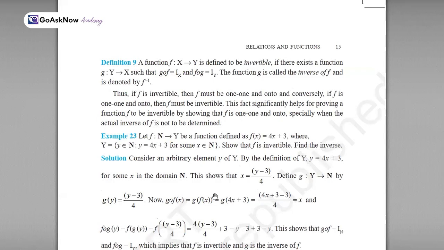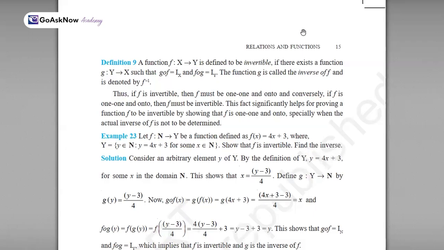Okay. So from that example we have the definition: a function f from X to Y is defined to be invertible if there exists a function g from Y to X, meaning that if X to Y is a relation, then Y to X is also some relation, such that g∘f = I_X and f∘g = I_Y. The function g is called the inverse of f, and it is denoted by f inverse.